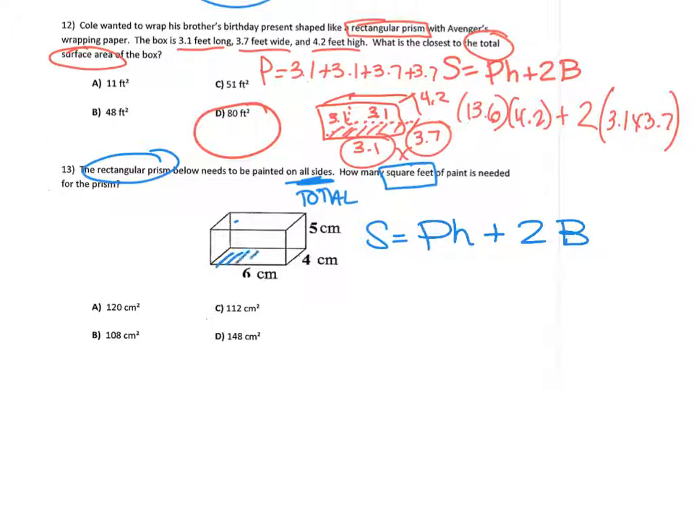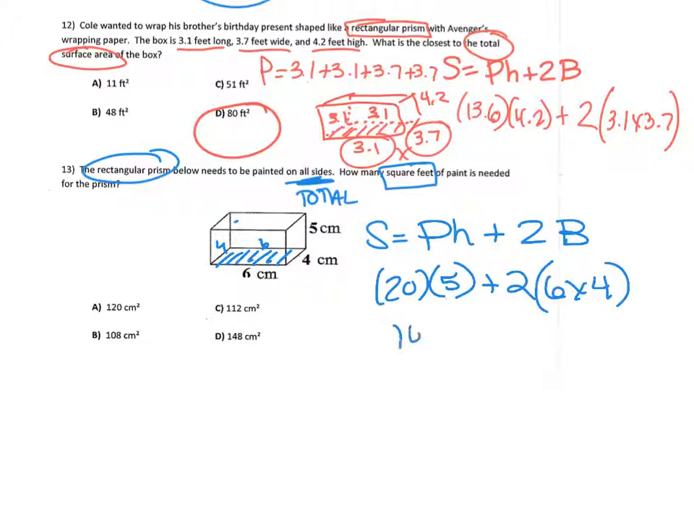So the perimeter of our base should be 20, times the height of 5. It's going to be 100. So 20 times 5 is 100. And then the area of the base would be 6 times 4, that's 24. Okay, so you do 100.